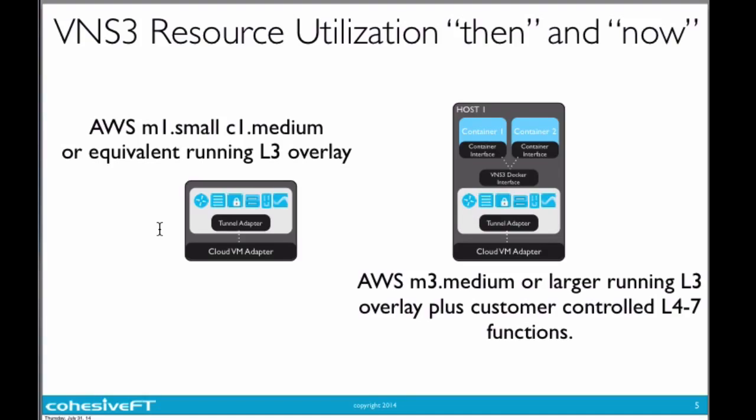What's happened now with the Docker subsystem added to the VNS cubed devices is that you've got that core functionality still sitting there, with the tunnel adapter talking to the cloud virtual machine adapter, talking into the hypervisor switch, and then to the actual physical adapter. And our customers are running things like M3 mediums or C3 larges or C3 extra larges, as they begin putting their own functionality into our devices.